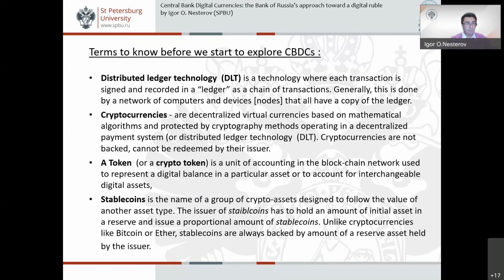Sweden's central bank, the Riksbank, provides us with the following comprehensible explanation of using distributed ledger technology for crypto assets. Many crypto assets use so-called blockchain technology, where each transaction is signed and recorded in a ledger as a chain of transactions. Generally, this is done by a network of computers or devices. These devices are called nodes that all have a copy of the ledger. That's why we call this technology distributed ledger technology.